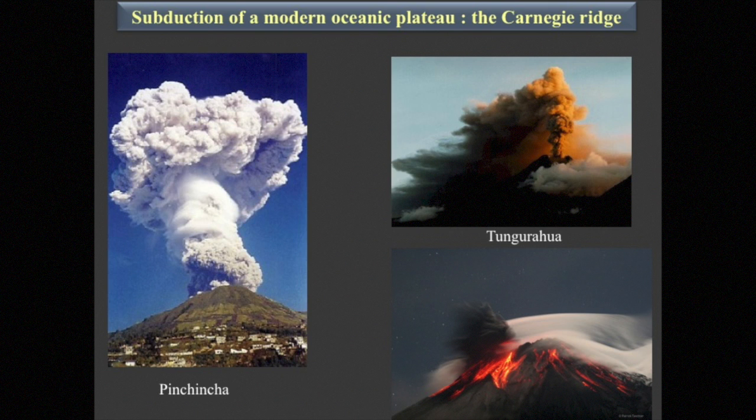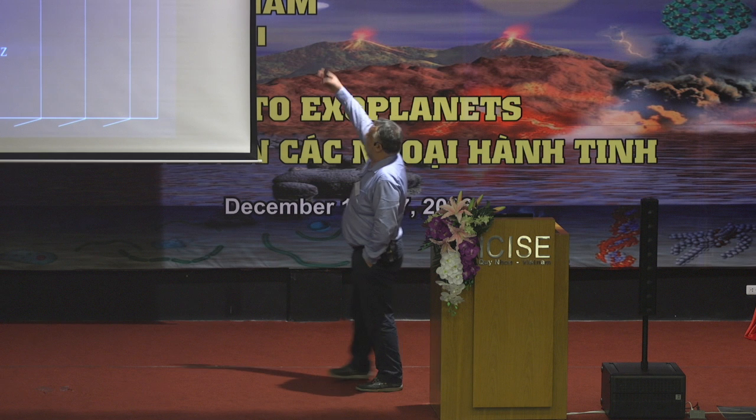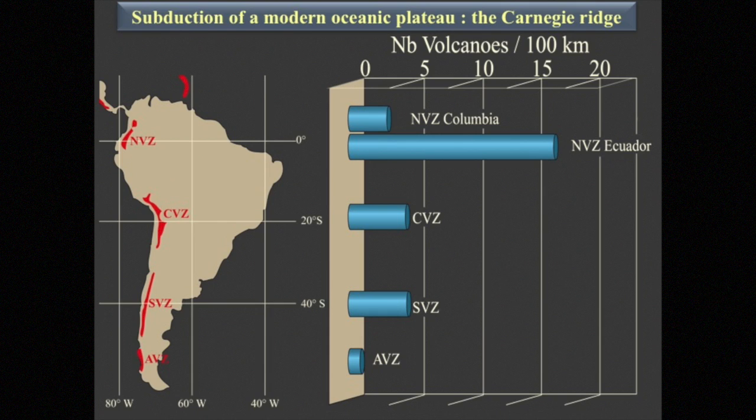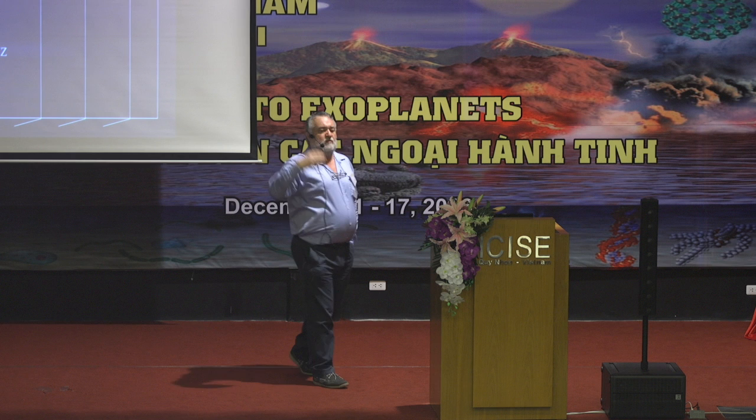And now, if we look at a map of the whole of South America, we have several volcanic zones: the North Volcanic Zone, Central Volcanic Zone, South Volcanic Zone, and Austral Volcanic Zone. We can try to plot here the amount of volcanoes reported to a length of subduction of 100 kilometers. And what clearly appears is that in Ecuador, above the place where the Carnegie Ridge is subducted, the amount of volcanic edifices is clearly greater than everywhere more to the north or more to the south.